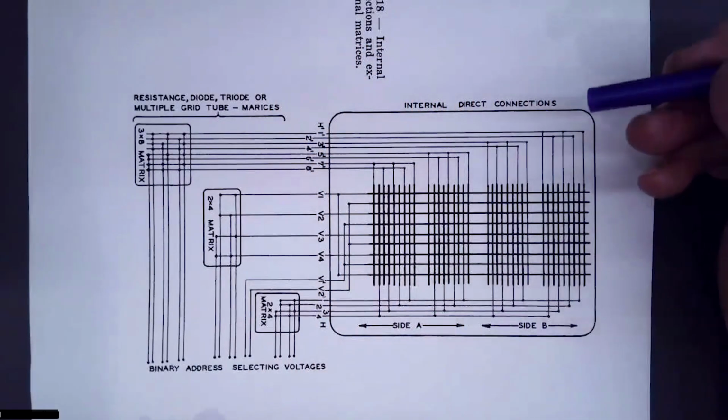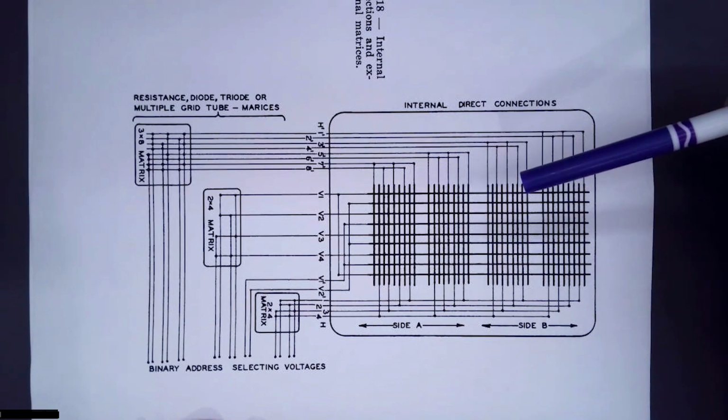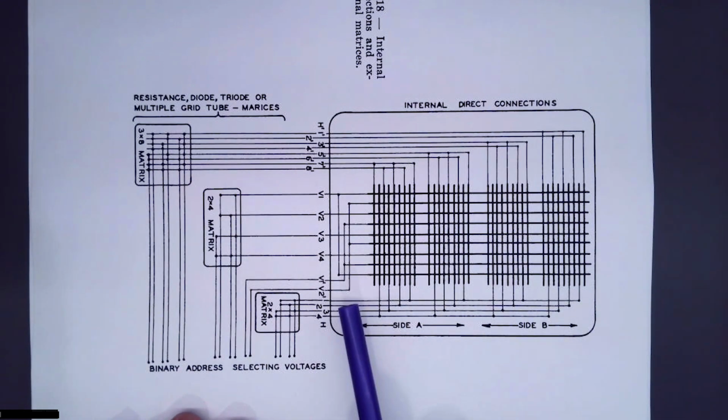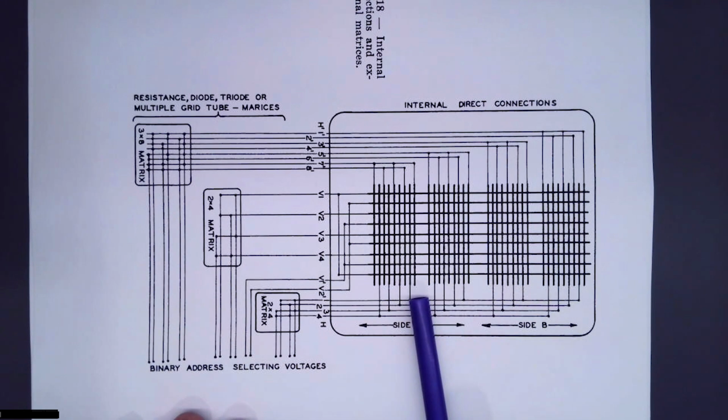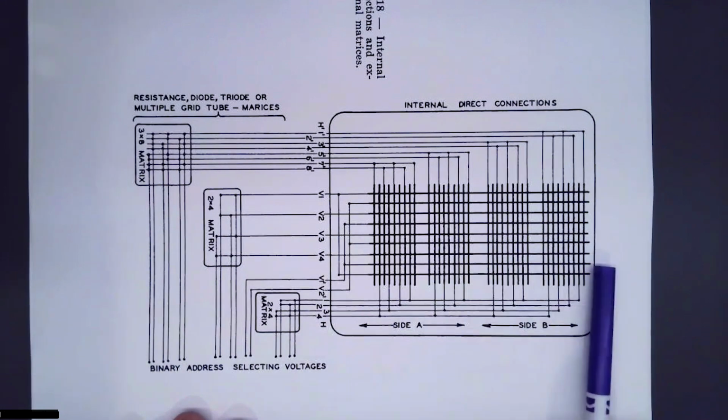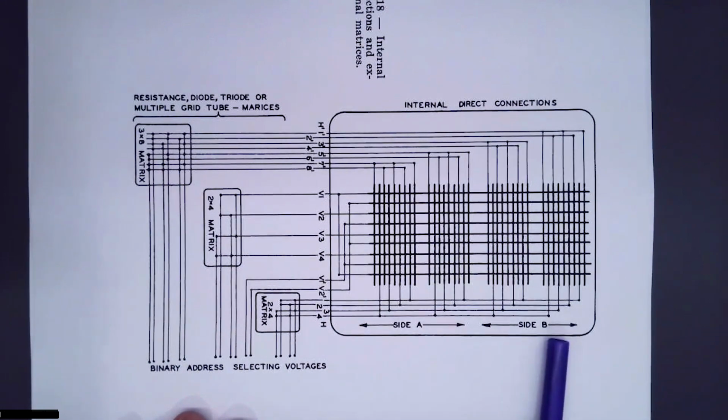So here we're going to start talking about addressing the individual bits of this tube. This is another diagram from that technical report. It shows how all of the selection bars are interconnected inside of the tube. There are 4 64-bit blocks, if you will, 2 and 2 on each side of the tube.